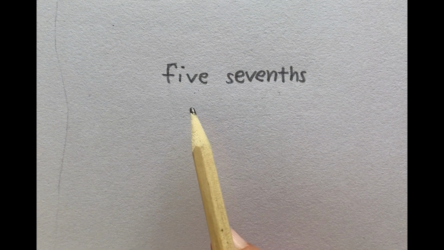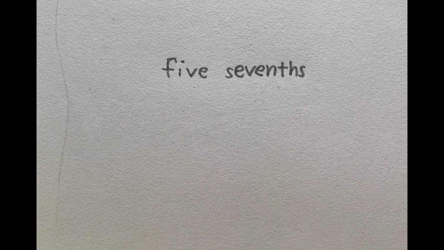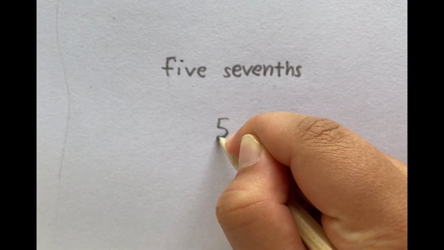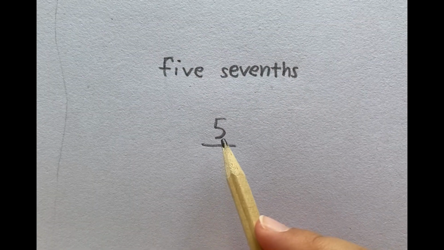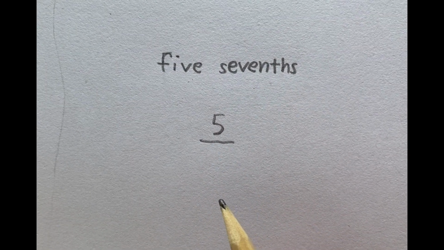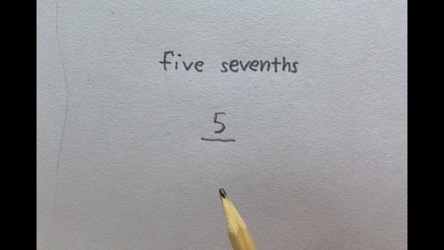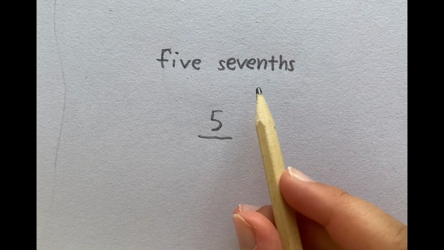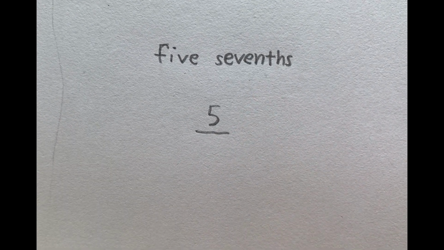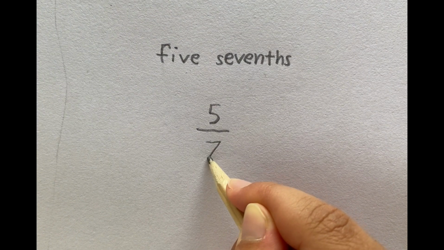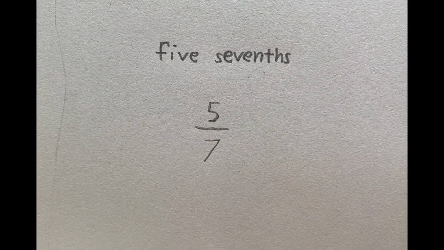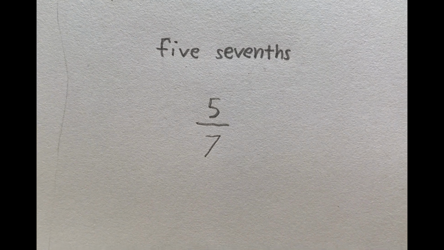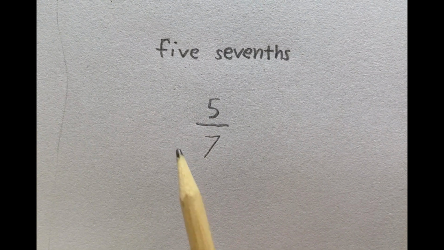This fraction is 5/7. The first part is 5, so the numerator is 5. The numerator shows how many equal parts of the whole or collection are taken away. The second part is 7ths, so the denominator is 7. The denominator shows how many equal parts the whole is cut into. The fraction is 5/7.